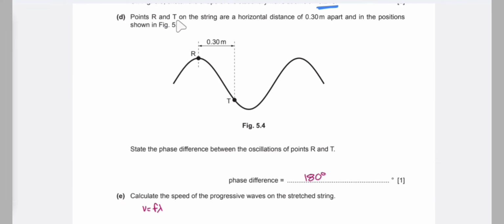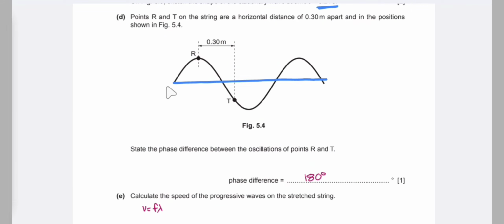Then, points R and T on the string are a horizontal distance of 0.30 meter apart and in positions as shown in figure 5.4. So R and T. State the phase difference between the oscillation of point R and T. So what is the phase difference between R and T?